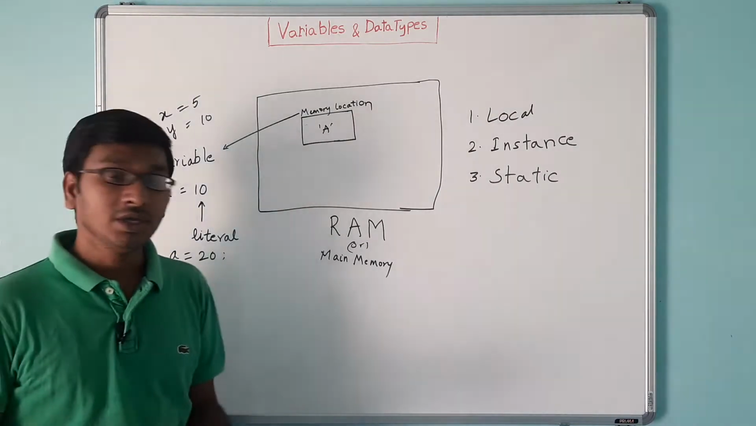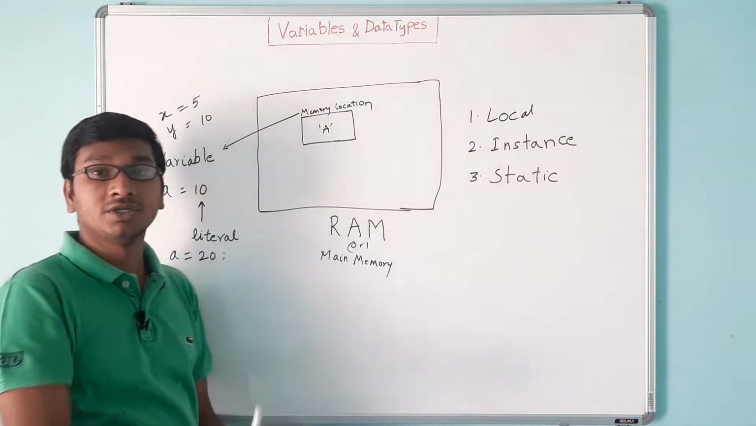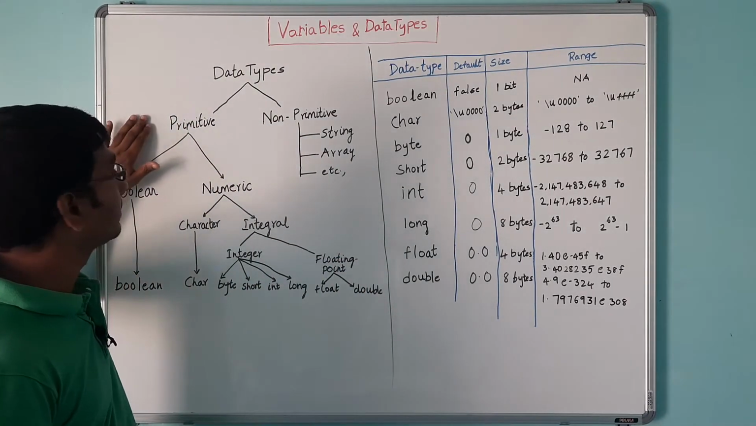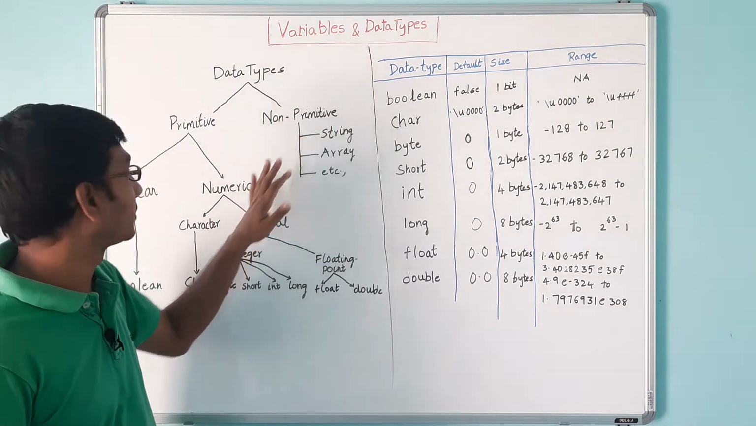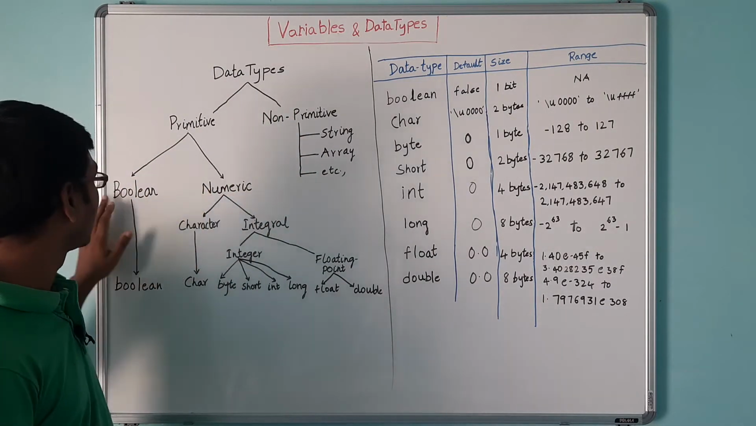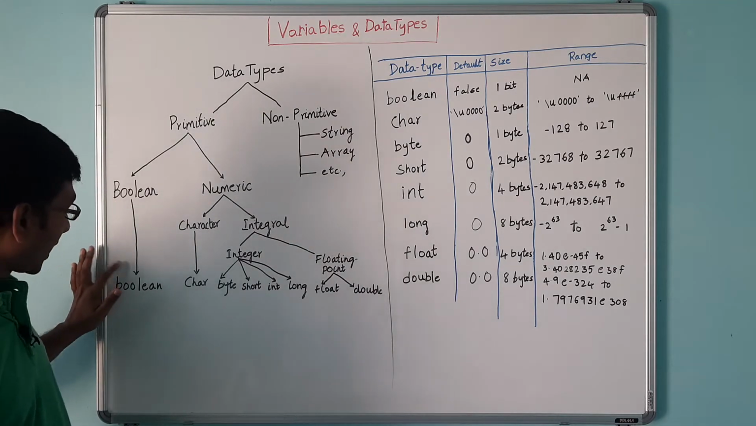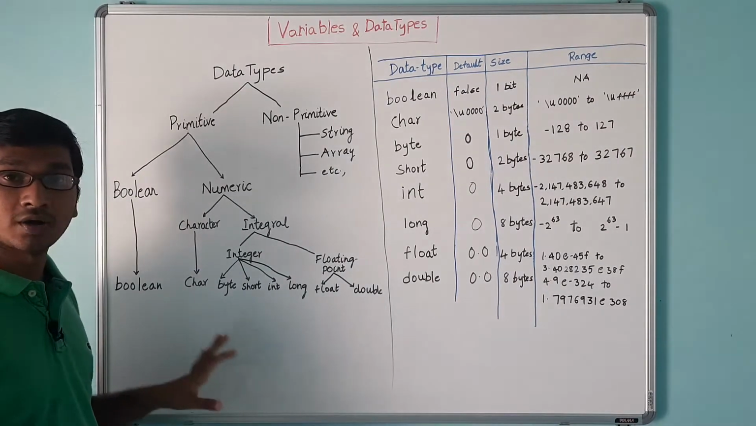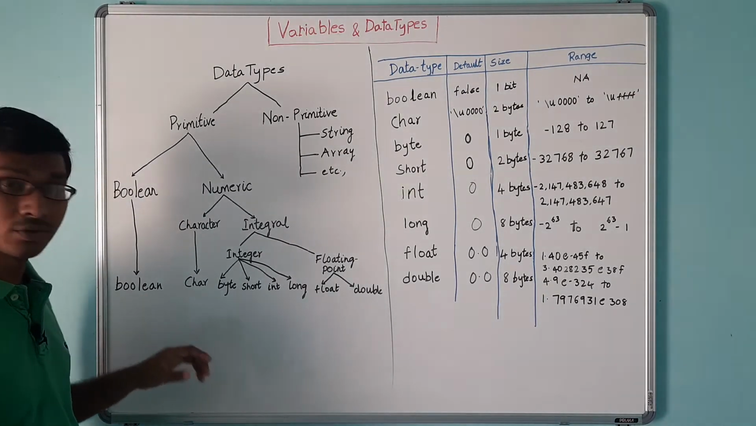Now let us see the different types of data types in Java. These are the two types we have in Java: primitive data types and non-primitive data types. Under primitive data types, we have Boolean and numeric. Boolean accepts either true or false, so it needs only one bit.